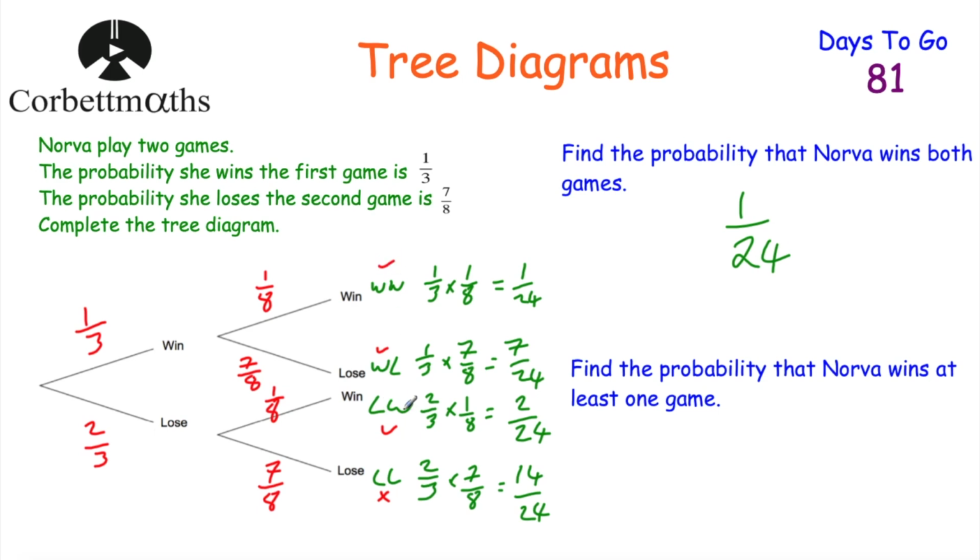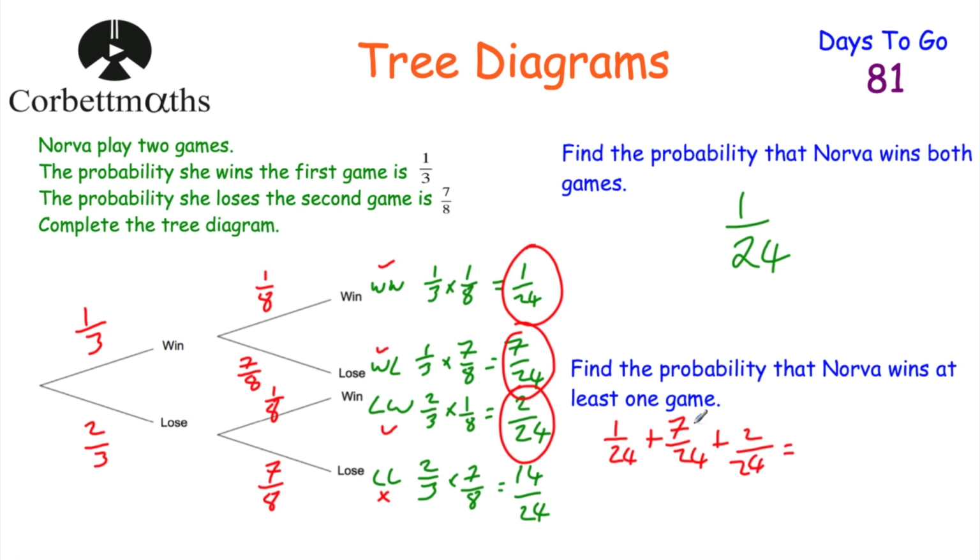So she could either lose and then win, or win and then lose, or win and then win. They would all mean that we win at least one game. So we need to add together 1/24, 7/24, and 2/24. 1/24 plus 7/24 would be 8/24, plus 2/24 would be 10/24, and that's it. So the probability of Nova winning at least one game would be 10/24. The question doesn't say to cancel that down. If it does, you could halve both to get 5/12. So the probability that Nova wins at least one game would be 5/12. And that's it.